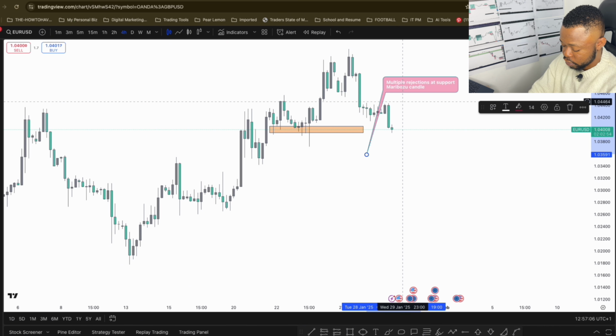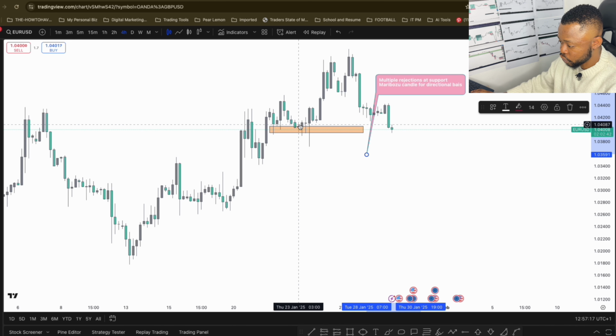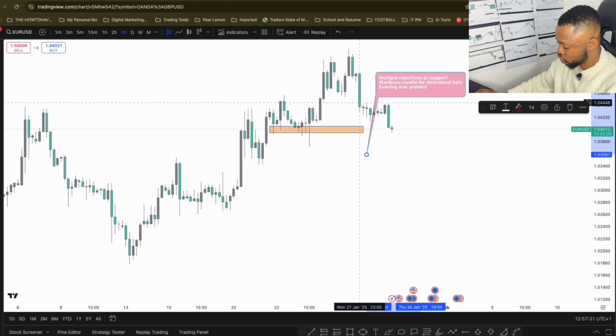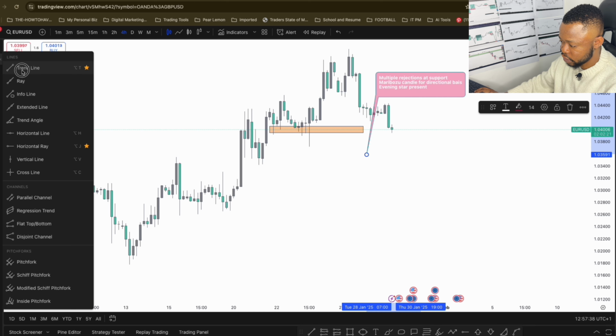2, Marubozu candle for directional bias. 3, I see an evening star. 1, 2, 3. Evening star present. And let's say number 4, we have an uptrend. So currently we're in an uptrend. So let me pull my trend line and you can see.